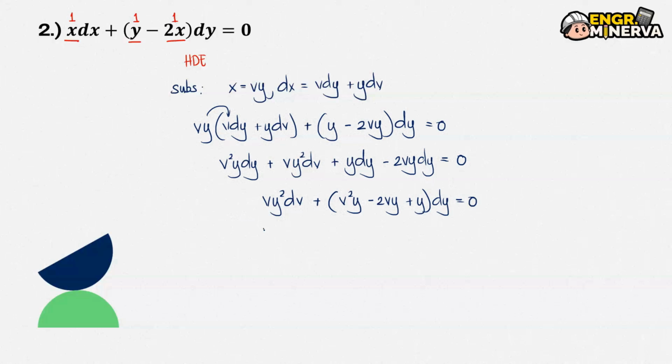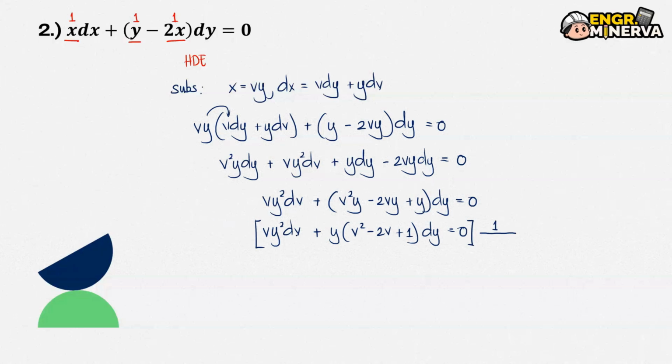So this time, we could factor out your y here. And we are left with v squared minus 2v plus 1. So at this point, our differential equation is now a variable separable differential equation.